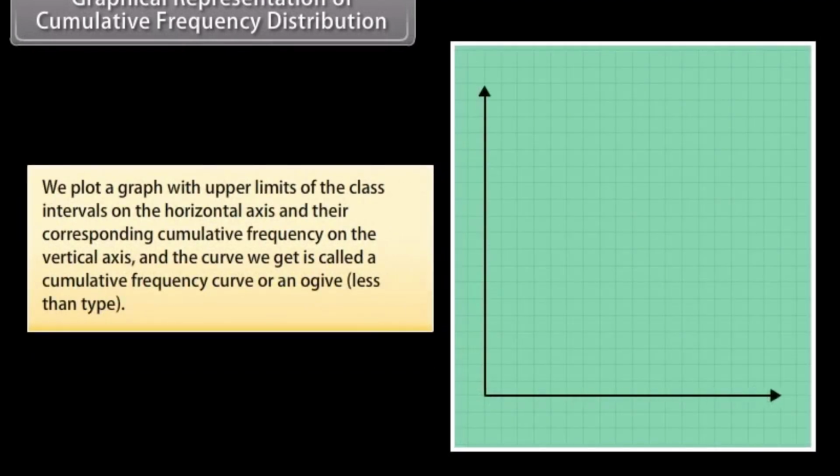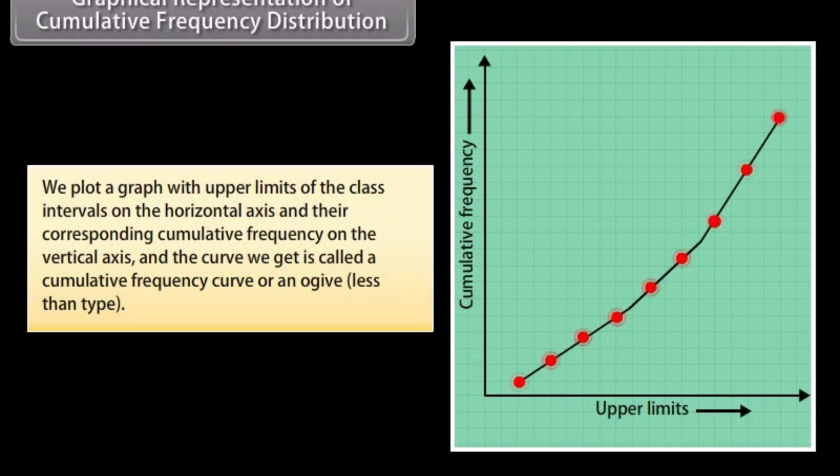Graphical representation of cumulative frequency distribution. In this, we plot a graph with the upper limits of the class intervals on the horizontal axis and their corresponding cumulative frequency on the vertical axis. And the curve we get is called a cumulative frequency curve or an ogive of less than type.